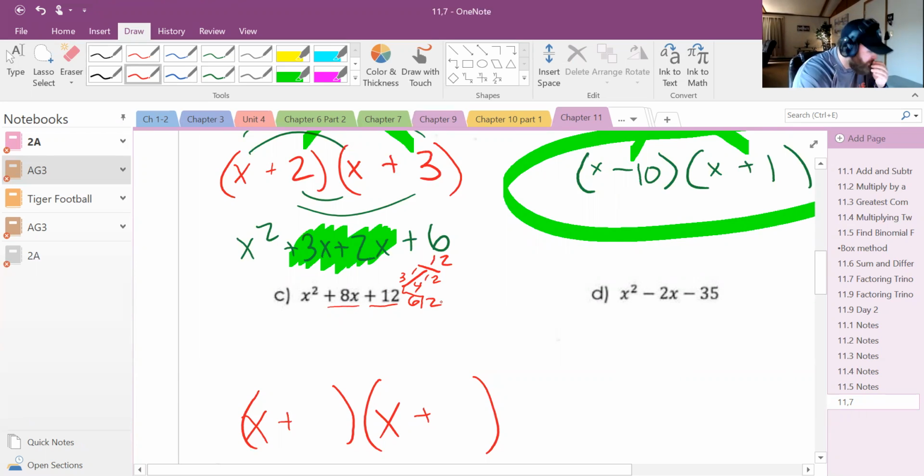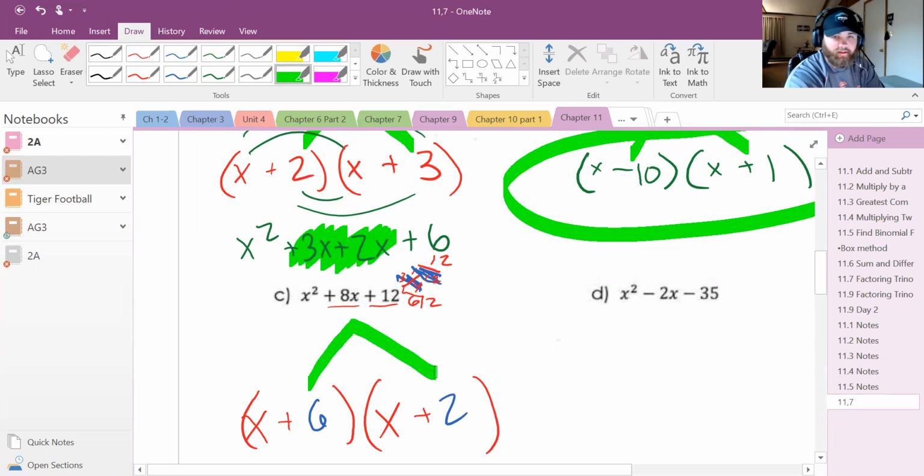All right, can 1 and 12 get me to 8? No. If they're both positive, no, they can't. 13, yeah. 1 plus 12 is 13. What about 3 and 4? Nope. Just 7, right? Okay, what about 6 and 2? Yeah. 6 plus 2 is going to get me to that positive 8. Is factoring that hard? No. Learning factoring, yes. But once we got it looped down, we're okay.